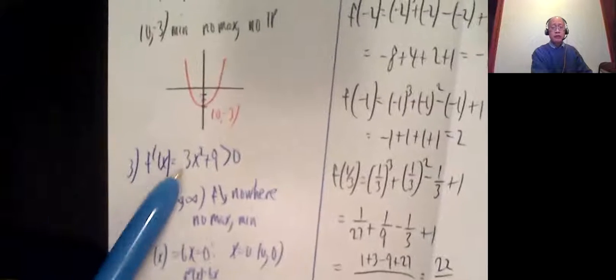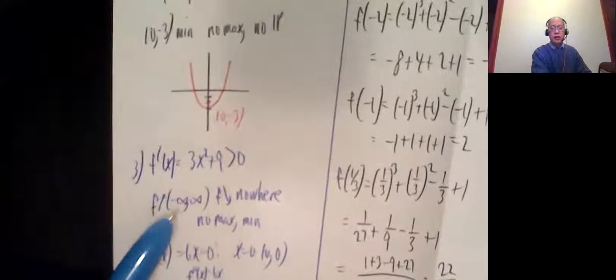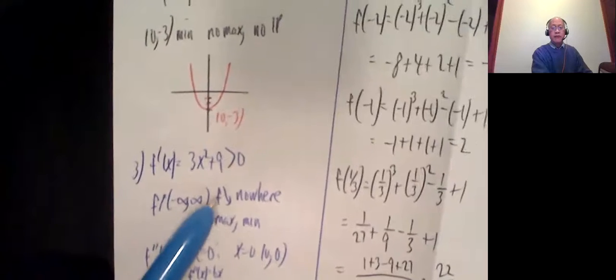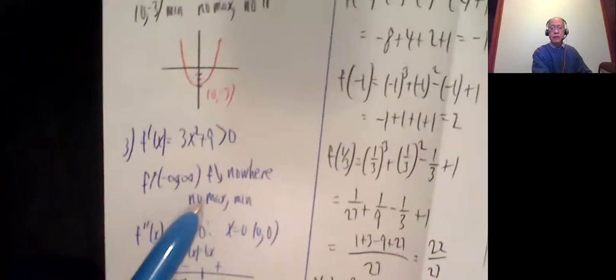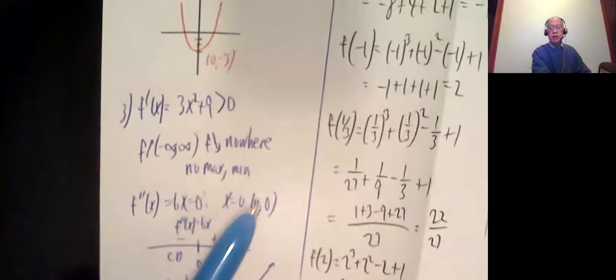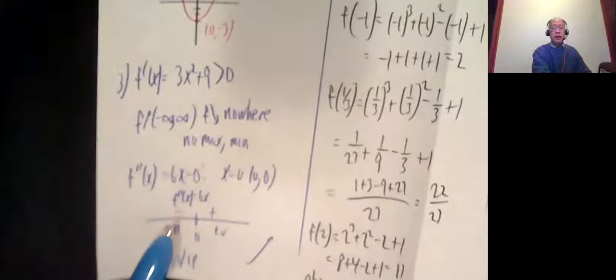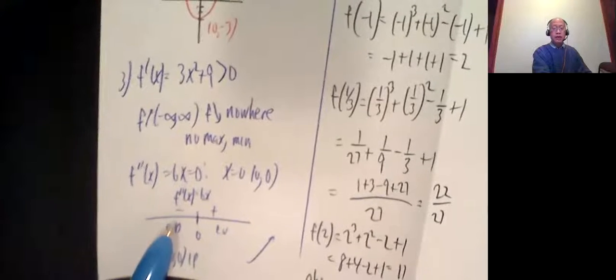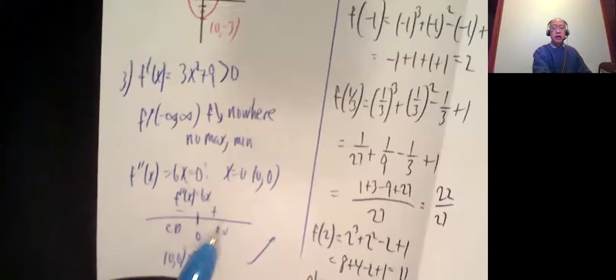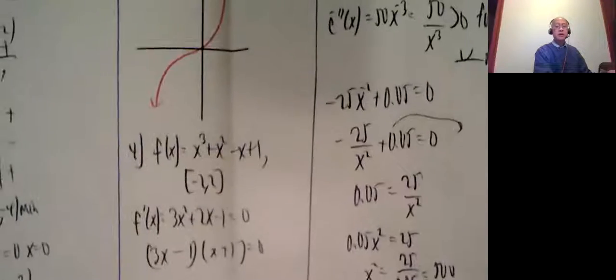Number 3, f prime is 3x squared plus 9. That's always greater than 0, which means the function is always increasing from negative infinity to infinity. F is decreasing nowhere. That means there's no maximum, no minimum. F double prime is 6x. Set that equal to 0. That gives me x equals 0, the origin, (0, 0). Sign chart for f double prime. Plug in a negative, you get negative, concave down. Plug in a positive, you get positive, concave up, which means (0, 0) is an inflection point. And the graph looks something like this, crudely.